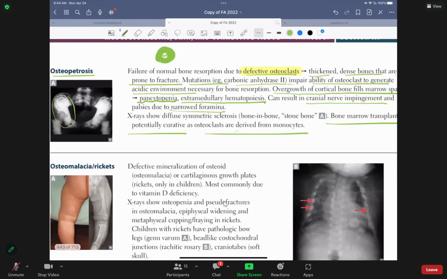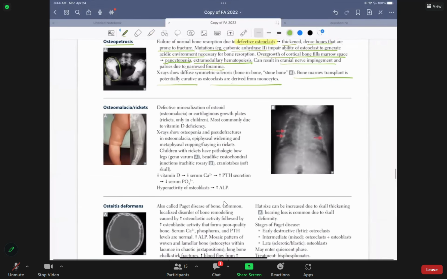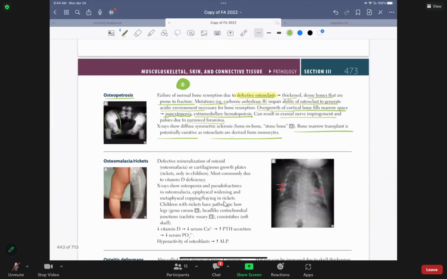All right. So, sorry, I had one thing. Basically, with osteoporosis, there's nothing wrong with the osteoclast and osteoblast. It's just that they're not as good as they're supposed to be. There's nothing wrong with the binding or the functions or anything like that, right?